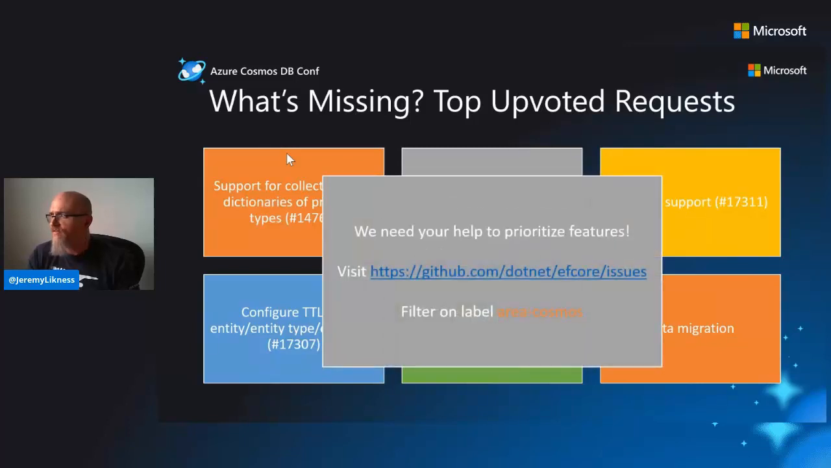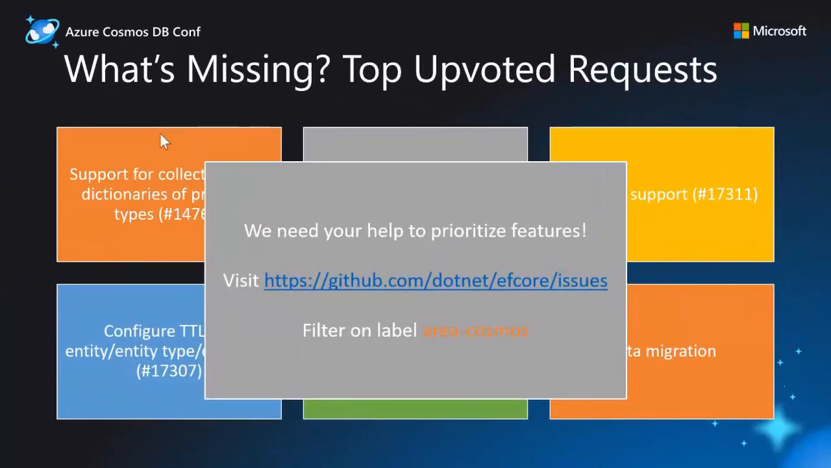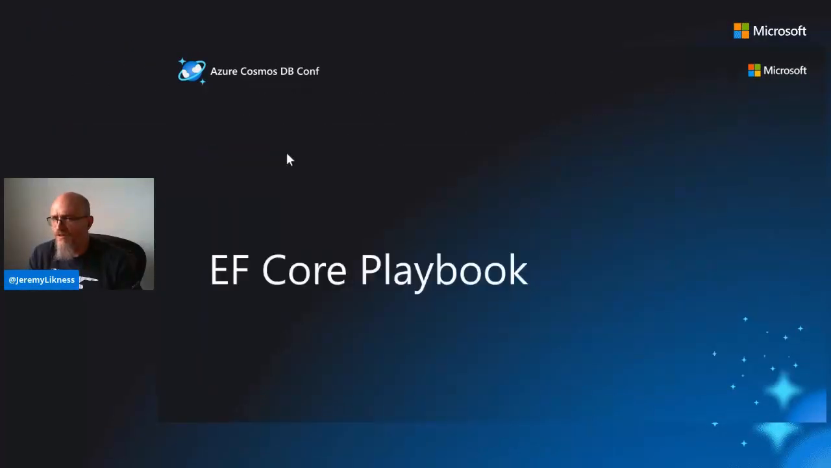I just want to reemphasize, we need your help to prioritize the features. We do everything in the open. We're an open source project. And so we encourage you to go to our open source repo on GitHub. Look at the issues. There's a label called Area Cosmos that tags all of the concerns related to Azure Cosmos DB. Upvote the ones that are interesting to you, file issues if you encounter them, and we would like to respond and talk to you and evolve this provider to adapt to your needs.